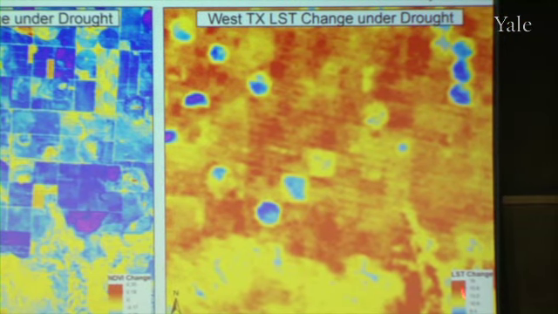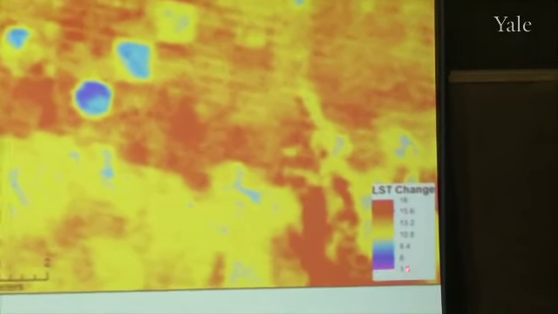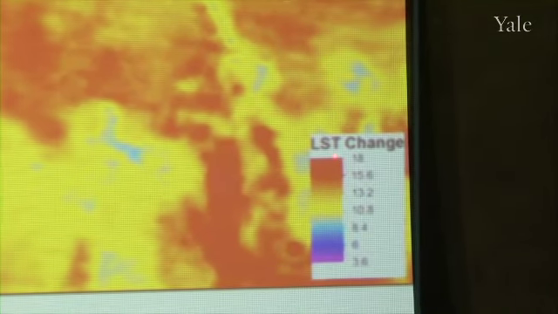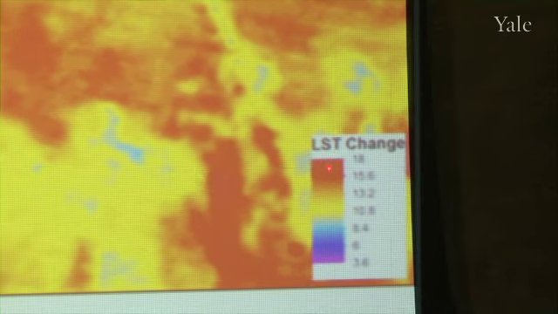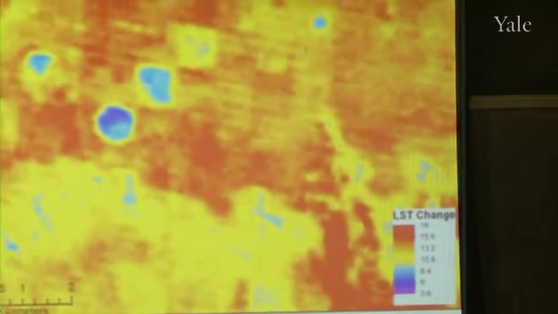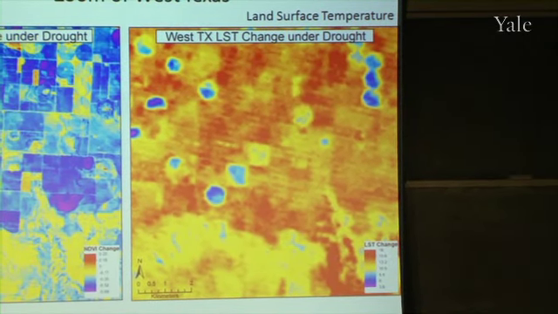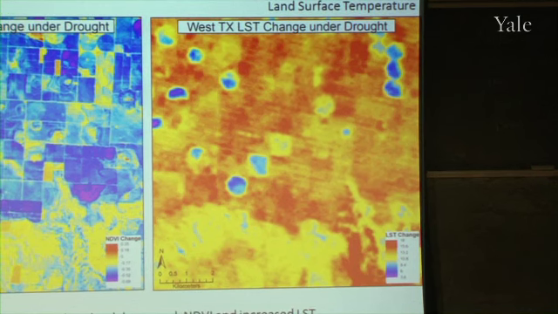The LST scale here, these are all positive values. That's 3.6 going on up to, I think, 18 degrees Celsius. There are some areas, large areas here, up in the rain-fed agriculture that had a land surface warming as large as 15 to 18 degrees Celsius.